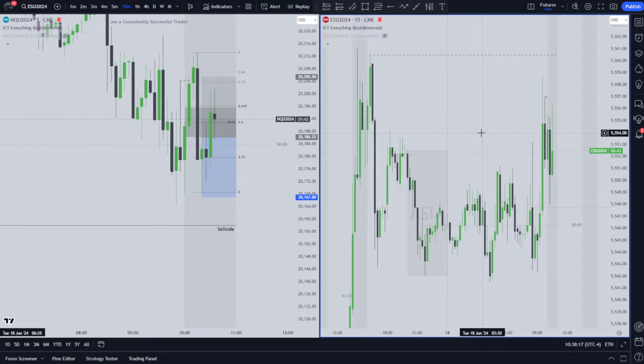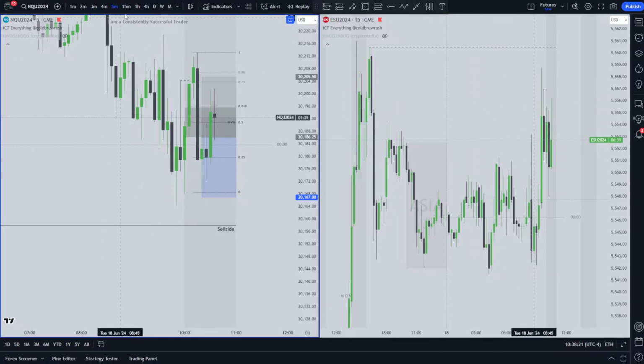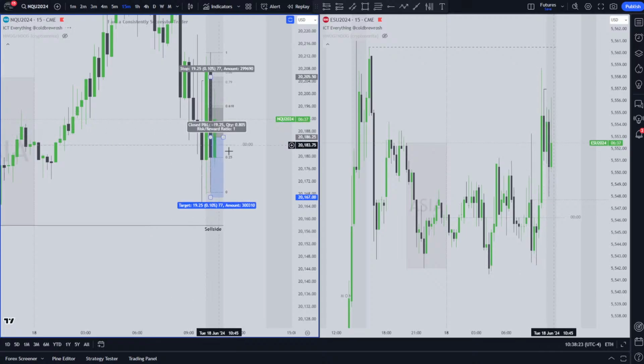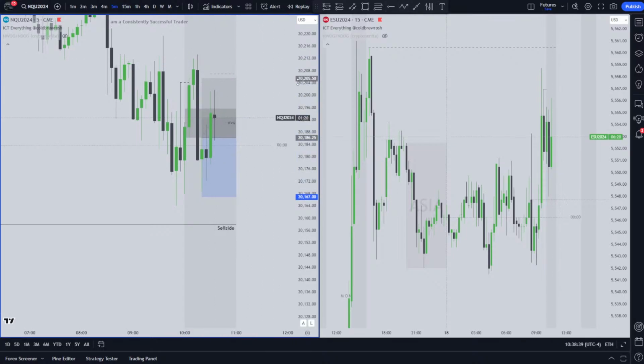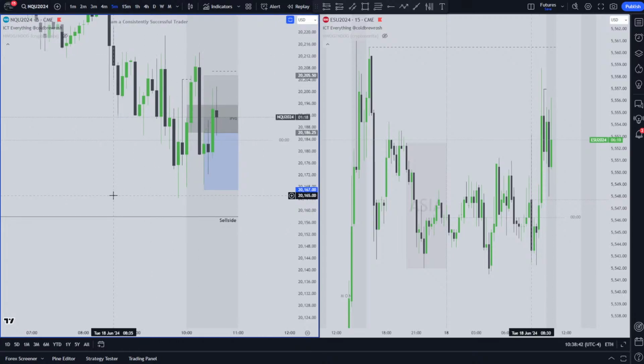I'm just monitoring that 15 minute on ES. Let's have another glance at 15 minute for NQ. Basically, get rid of. I just want to mark out where 86 is. It makes it a bit cleaner.